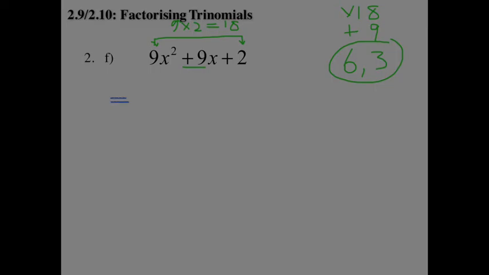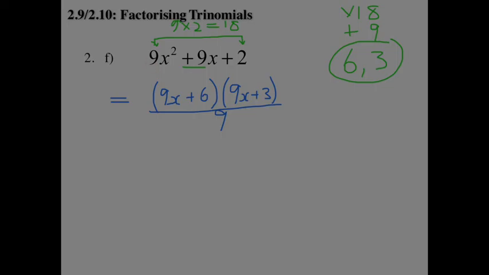Now I'm going to use method 2 to do this question. Notice in front of the x squared there's a number 9. So I'm going to put 9x plus 6, 9x plus 3, all over 9. Where did I get the +6 and the +3? From my two numbers. Where did all the 9s come from? Because of that number there.